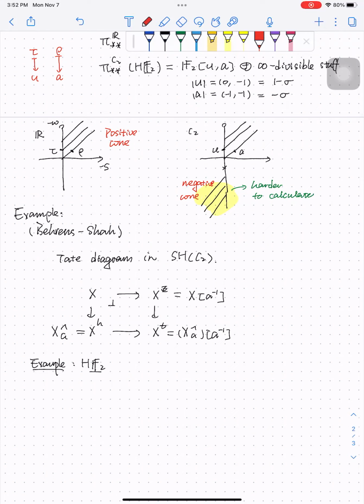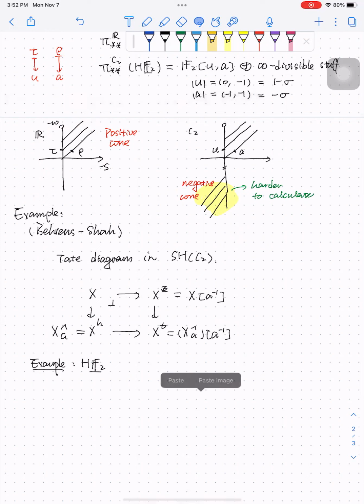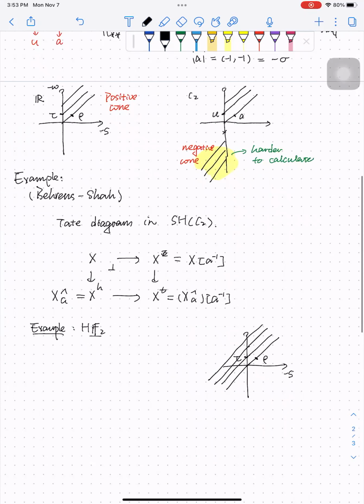So how to do this is that you start with the R-motivic calculation, this positive cone, and then you invert a, and in this case, since rho is mapped to a, you invert rho. You get the upper right corner. Okay, this is the upper right corner.